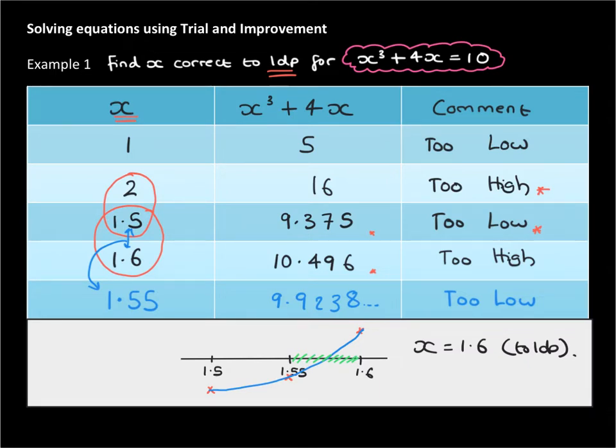So in between 1.55 and 1.6, the actual answer that gives us a dead-on value of 10 must be over here, somewhere between them, which means it's a number that will round to 1.6 to 1 decimal place, because all numbers in this gap here between 1.55 and 1.6 will always round to 1.6 if you round them to 1 decimal place. So we have found a value of x that satisfies this equation here correct to 1 decimal place, and that value is x equals 1.6.